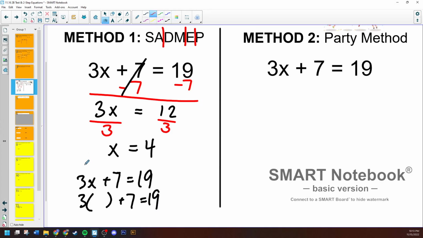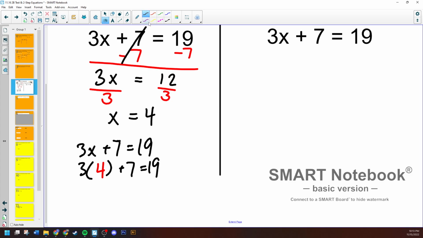And we want to see if this left side is going to equal 19 when we plug in 4 for x. So 3 times 4 is 12. I'll write this down. Let's see if it equals 19. So 3 times 4 is 12 plus 7. And yes, that does in fact equal 19. So this works out. The answer is 4.